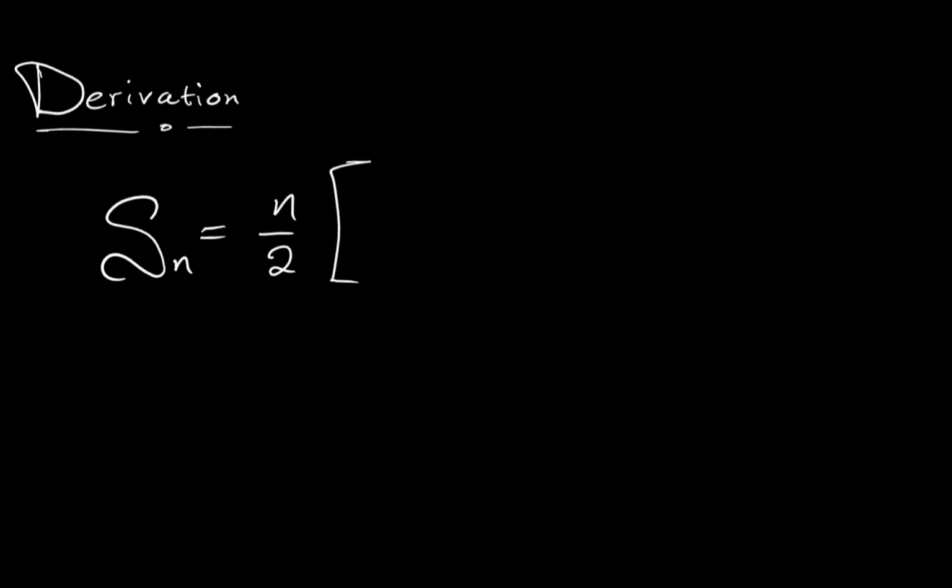Okay, so the first thing I want us to understand is how we can derive the formula for the sum of an AP. Now, the sum of an AP is given by the formula S sub n is equal to n over 2 open square bracket then 2a plus open bracket n minus 1 close d.